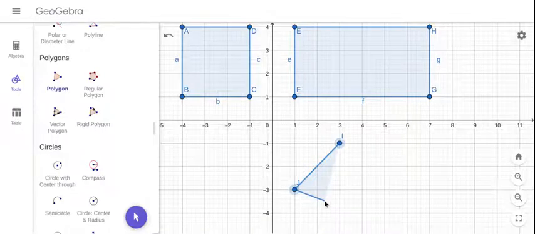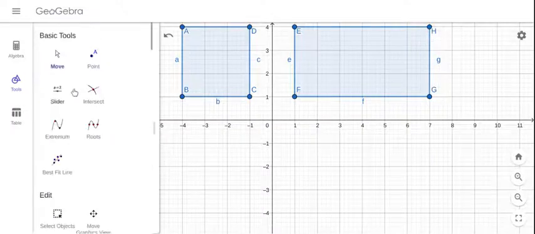I'll have to move the screen a little bit, forgive me, maybe a bit more.